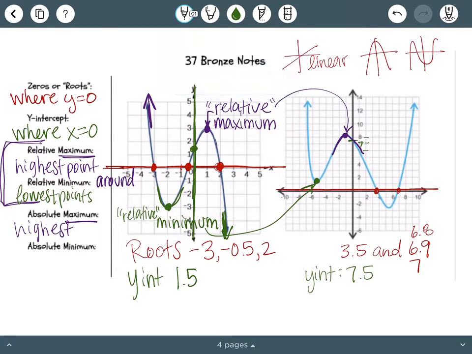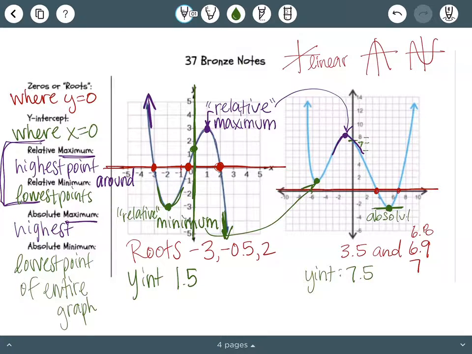Absolute, on the other hand, would be the minimum point. Sorry, let me go ahead and erase that. The absolute minimum would be the lowest point of the whole graph, right? Lowest point of entire graph. And this is the point that is really, really like the bottom of the graph. So that would be this point over here. We would call that an absolute minimum because it is absolutely the lowest point of the graph, right?